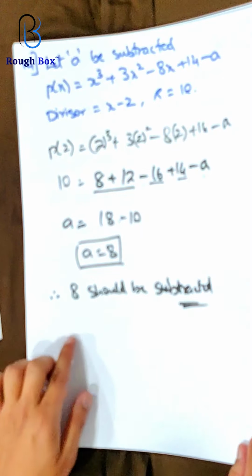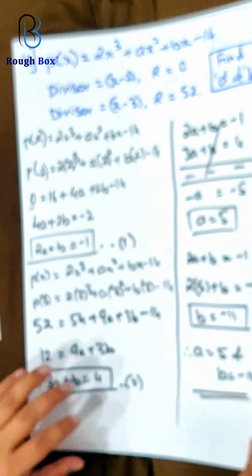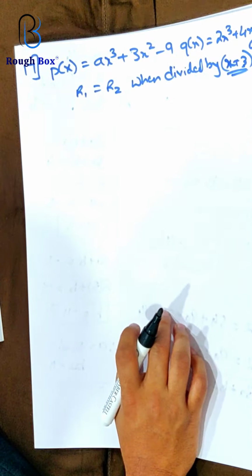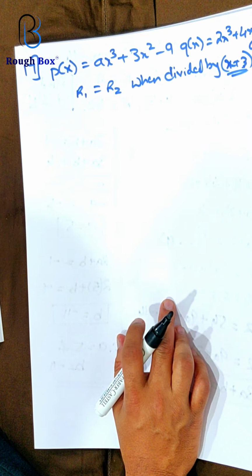If they say what should be added, then you say 8 should be added. Yeah, simple. I'm sure you can manage this now. The next one, the last question for this exercise 8a, sum number 17. The question is slightly different. Find A. This is just like one missing variable, but there is a difference.